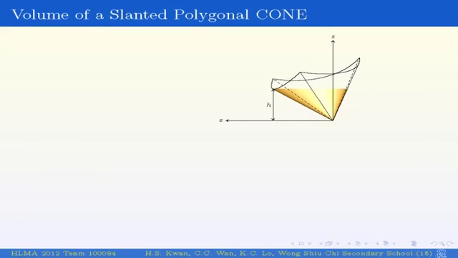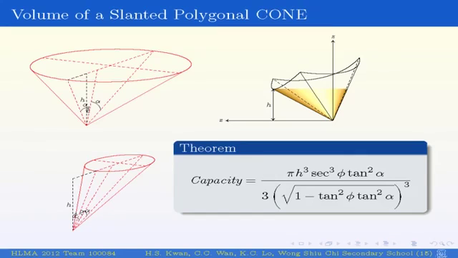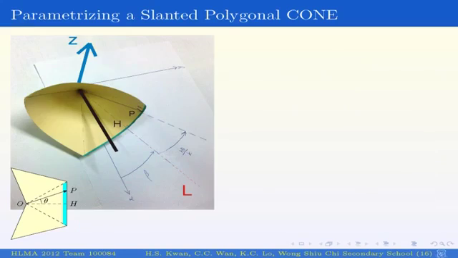And now we will come to the problem of a polygonal cone. Since the water inside may be in the shape of a slender cone with an elliptic base, the capacity is expressed in this way. And here, h is the minimum z coordinate of the cone rim. We will parameterize the cone rim in order to find this h.